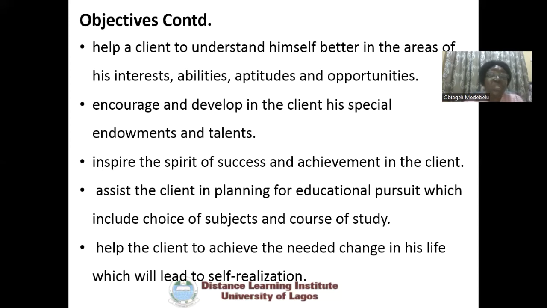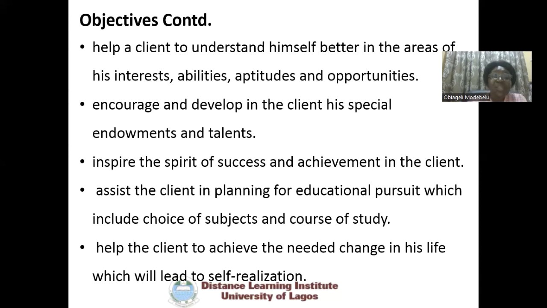Counseling also includes to encourage and develop in the client his special endowment and talent. As a counselor, when a client comes to you, you will help him to actually discover the me in me, as we normally say, or the you in you, because everybody has something that is unique and different in that person. But sometimes, people don't actually see this until a trained professional points them towards that direction. It inspires the spirit of success and achievement in the client.